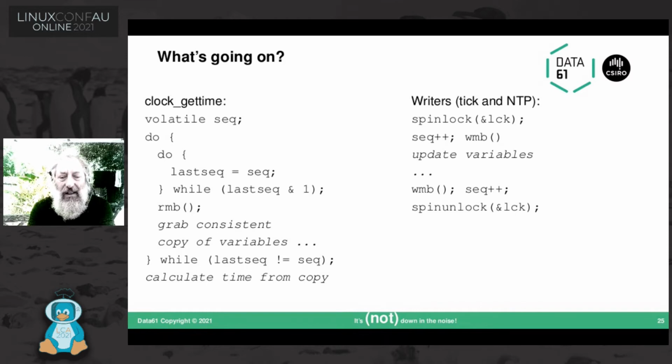So it starts off with the sequence even. It comes in and increments the sequence, now odd, which means that if clock_gettime hits during this period, it'll spin in that first little bit, the do last sequence equals sequence while last sequence & 1. But if there's a different interleaving, it'll get caught by the last sequence not equal to sequence and go around again. That's what causes those other modes in the graph. I promised I'd tell you what the actual change was.